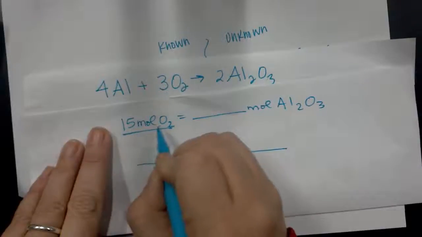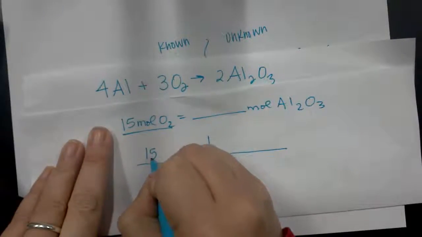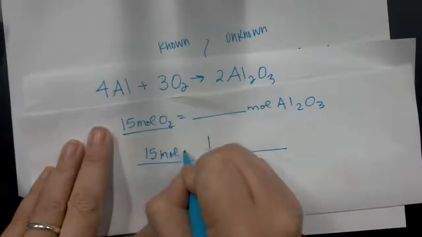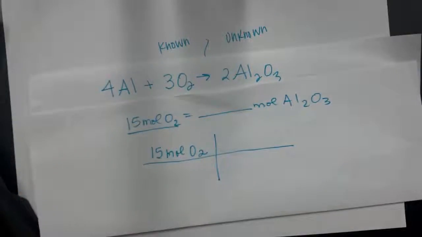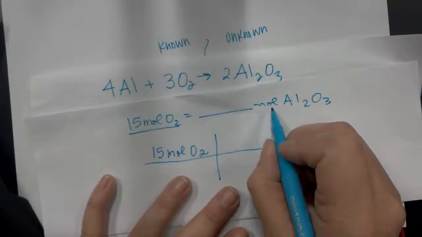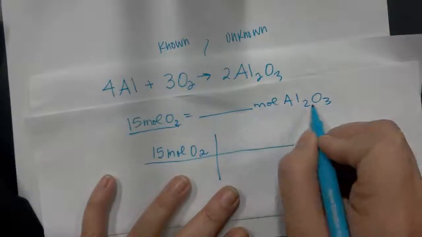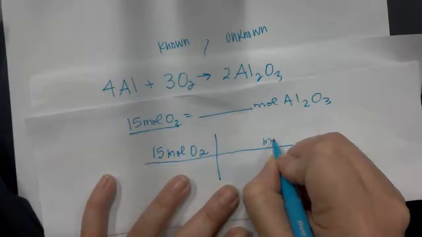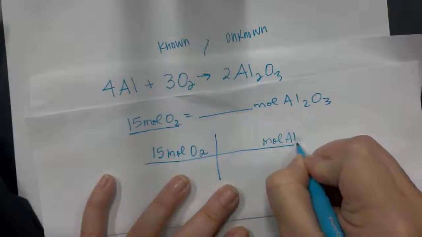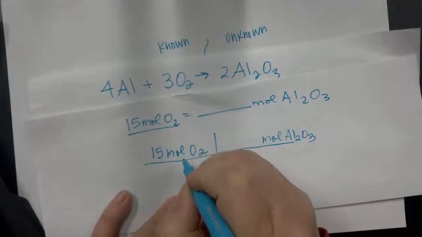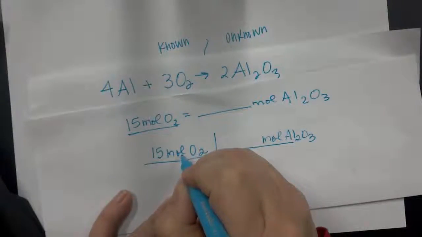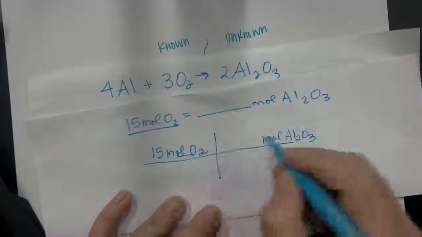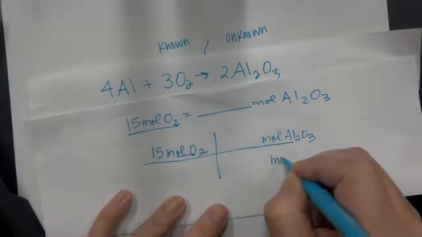And you put your known amount always in the top left-hand box. It's going to be very important for you to always use the units, which is moles, and the formula, which is the oxygen. And then you're going to put your unknown, the way we've done it the whole time, up in this top right-hand box. Now we are going to slide our known unit and formula down and to the right.